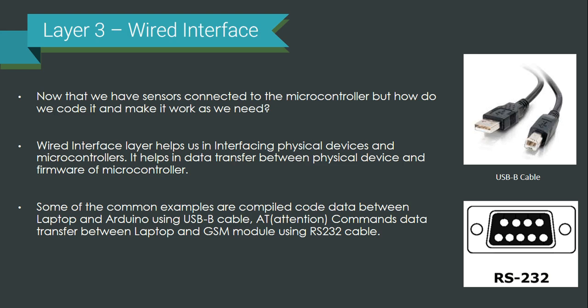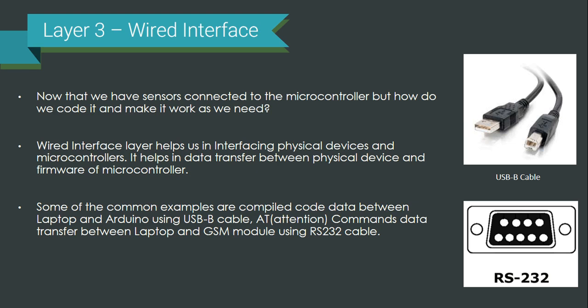Layer 3, wired interface. Well, the first point is we have to choose the sensors. Second point, we have to choose the microcontroller. Now, we have the sensors connected to the microcontroller. But how do we code it and make it work as we need? The wired interface layer helps us in interfacing the physical devices and microcontrollers. It helps in the data transfer between the physical device and the firmware of the microcontroller.